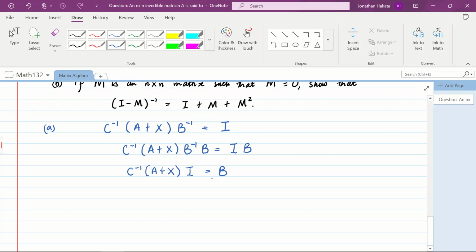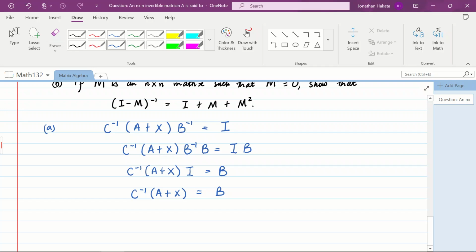Now I can simplify further. Before I multiply by C, I can simplify this to C inverse times (A plus X) equal to B. Why did I do this? The I is gone because the identity matrix times any matrix will be that matrix. It doesn't change anything when I'm multiplying. So I times the entire C inverse times (A plus X) will come back as C inverse times (A plus X), like that.